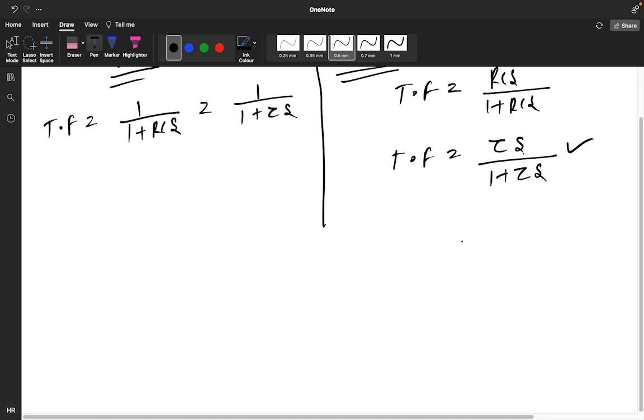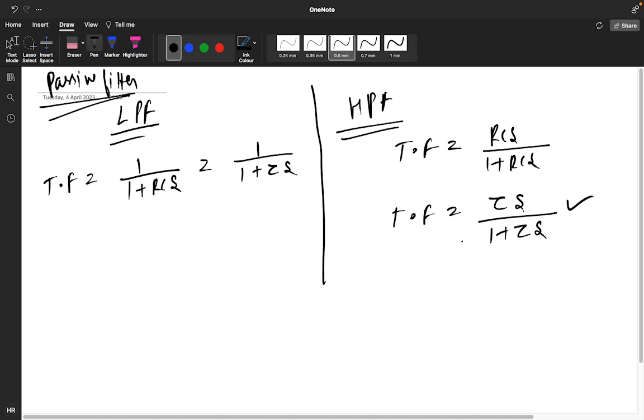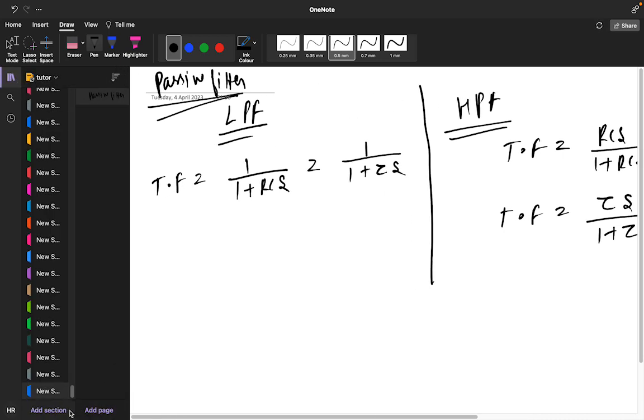Write the next heading, band pass filter. So how can we make our band pass filter?